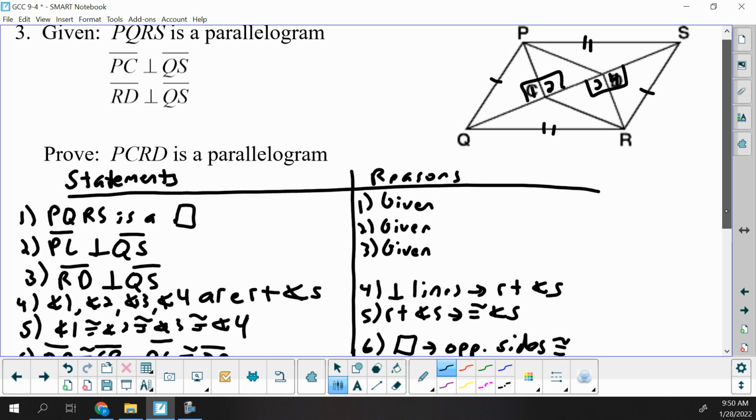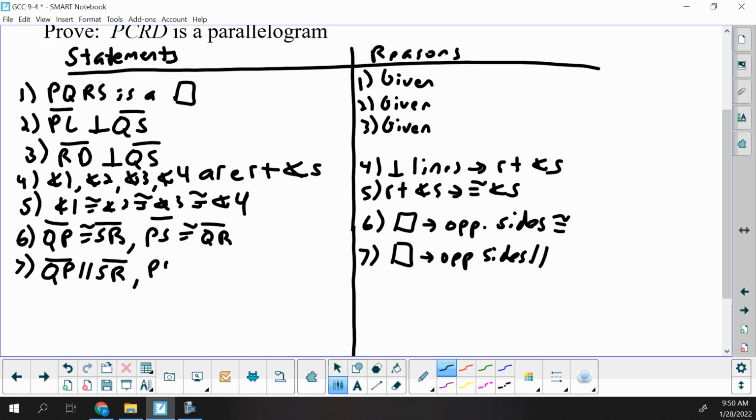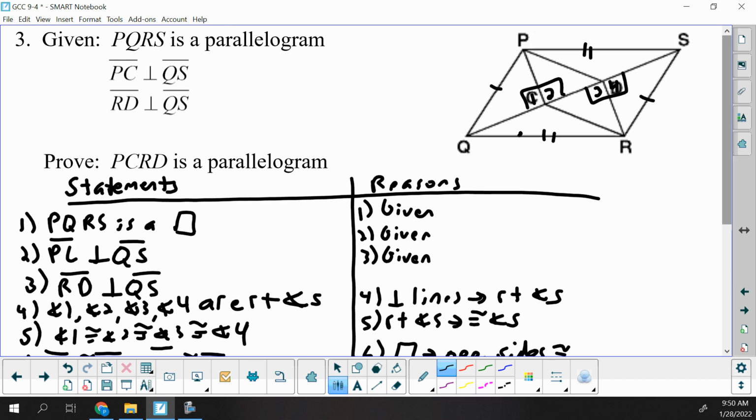But let's do like we did in the last one. Let's do parallelogram implies opposite sides parallel next. So we would say QP is parallel to SR. PS is parallel to QR. And in our picture, we mark that with little arrowheads. Keep in mind that arrowheads does not mean congruent, it just means parallel.